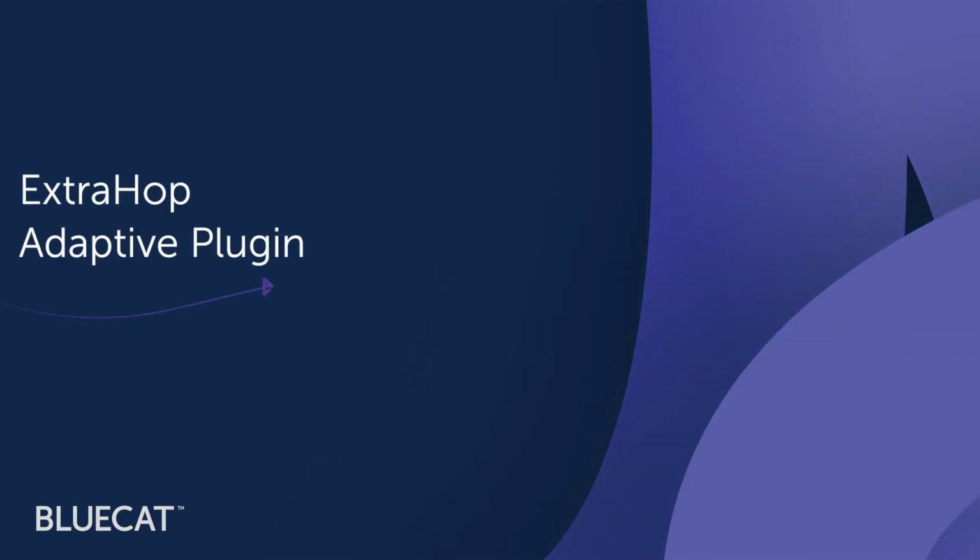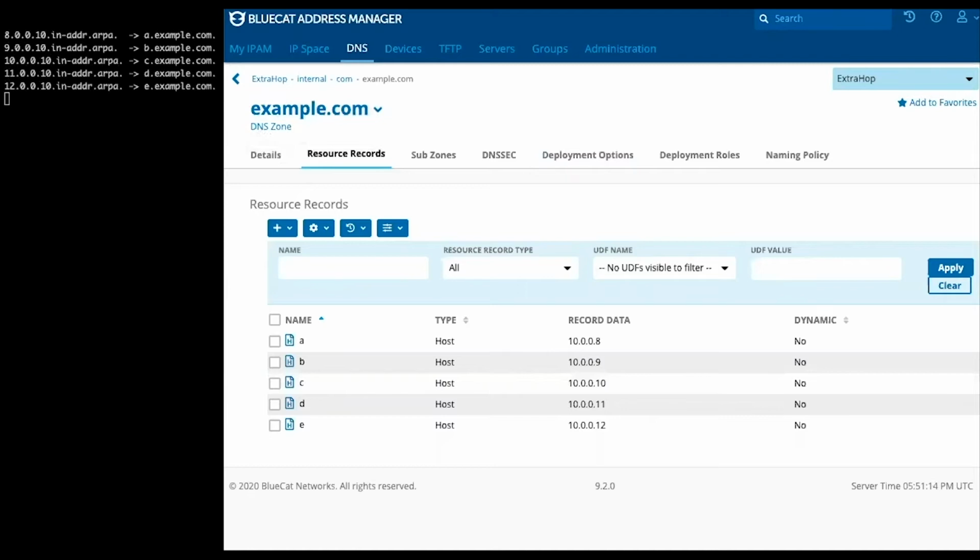The BlueCat ExtraHop plugin enhances the visibility and resolution of errors and threats to help maintain resource uptime. Let's jump into a demo. You can see here I have the zone example.com with a number of records in it. I also have a script on the left-hand side performing reverse lookups for these records.